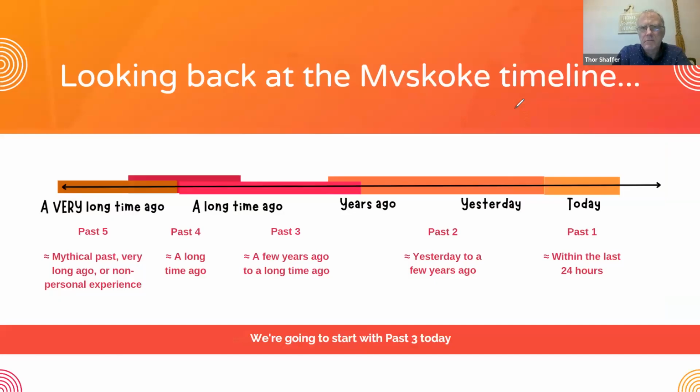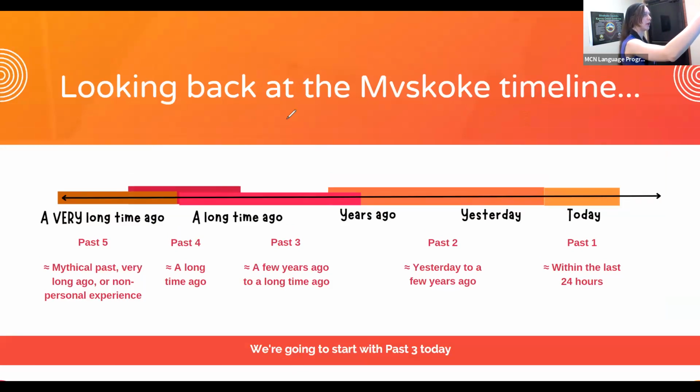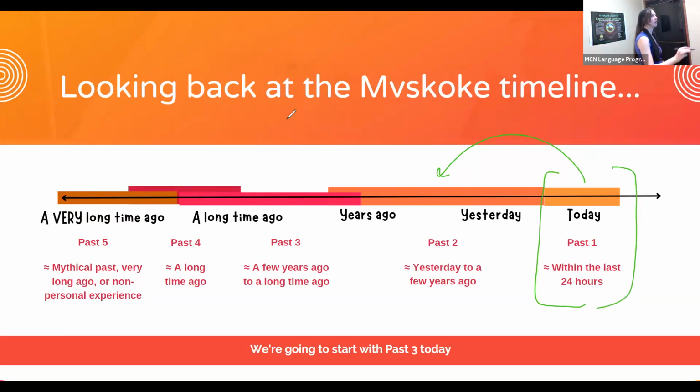So let's look at our past tense line. Like I said, we're skipping past tense 1 and going straight to 2, because past 1 we're saving for last. It's the hardest past. So past 1, we're coming back for you. So we started here, past 2. That means we're going to past 3 today.